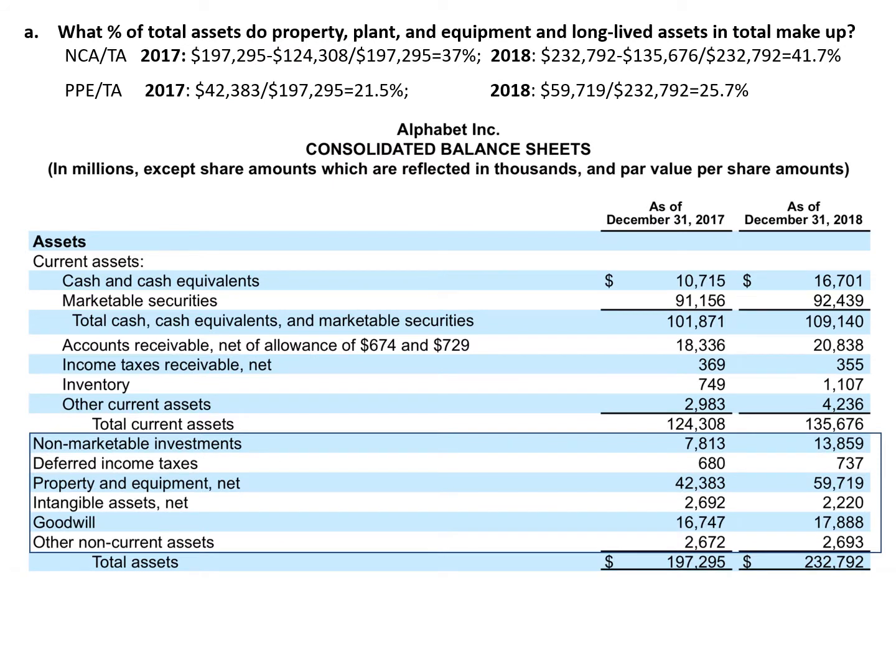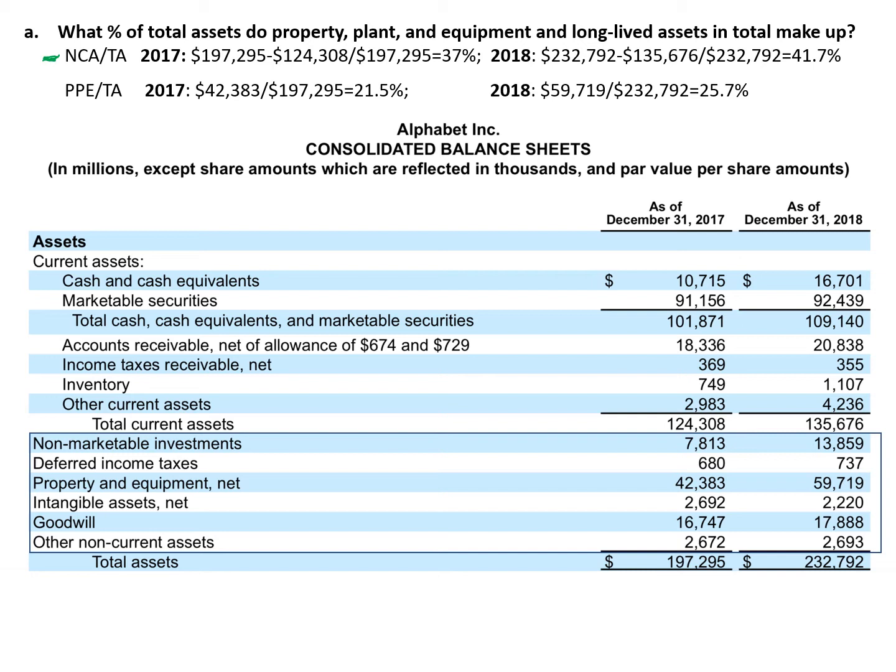Here's some of the questions that could be asked, and I've done it for multiple years just so you can see what we call true financial analysis, which means you look at more than just 2 years. You look at 5 years or more to see if there are trends. So the question here is, what percentage of total assets do property, plant, and equipment and long-lived assets in total make up? So what you do is you take those non-current assets, which is what this is, over total assets. As you can see, they're a growing percentage or growing proportion of our total assets.